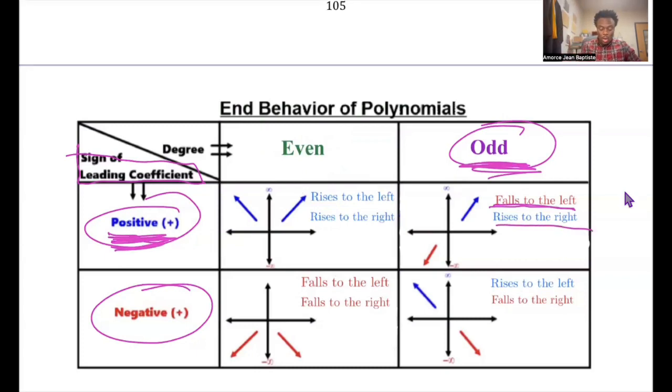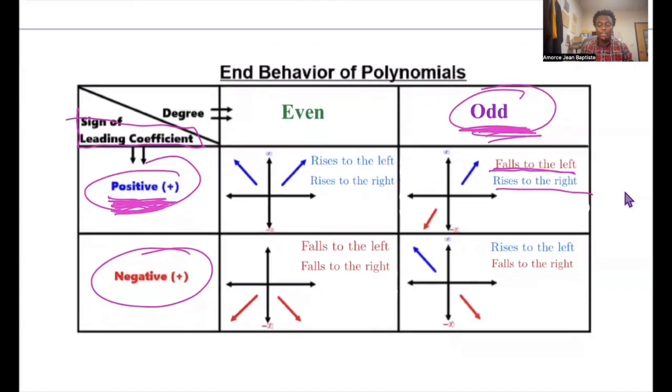That's if you have a positive leading coefficient and odd degree. If you have a polynomial function with a negative coefficient and an even degree, then it falls on the left and falls on the right. That means both sides look down: negative coefficient and even degree.